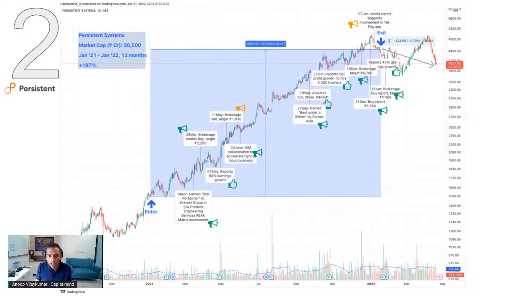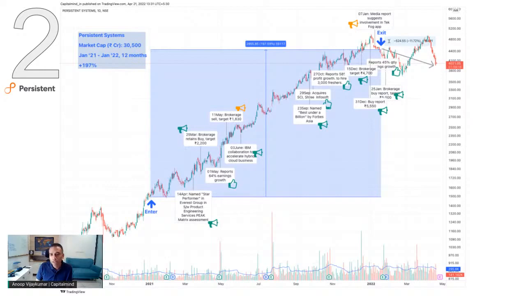And then a weird thing happened on 7 Jan, when a media report came out suggesting that the company was involved in an app called Tech Fog, which is involved in some kind of a privacy issue, an app that snoops on phones and reports that data to other people, etc. You wouldn't think that would be a big deal, but for some reason the price started to correct from there. It hit our exit criteria in the portfolio.